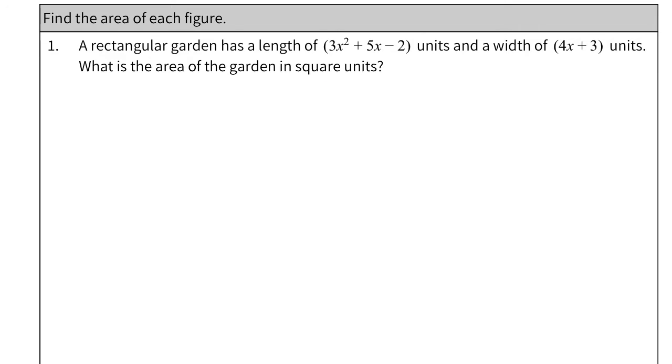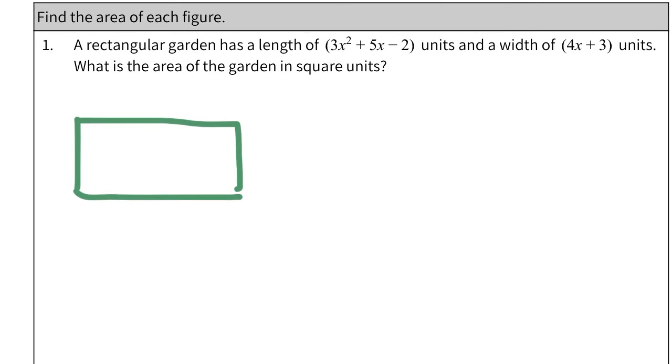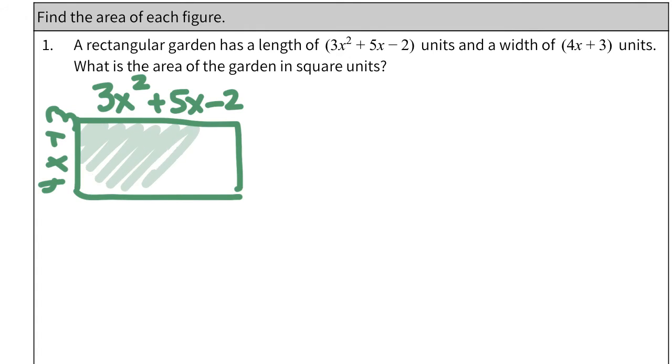What is the area of the garden in square units? So I know you see the word square a lot, but it's still a rectangular garden, so I like to picture this by drawing it. Okay, and then they tell us that the length is 3x squared plus 5x minus 2, and that the width is 4x minus 3, or I'm sorry, plus 3. So when you want to find the area, so I want to know how much space is taken up on the inside. That's just multiplication.